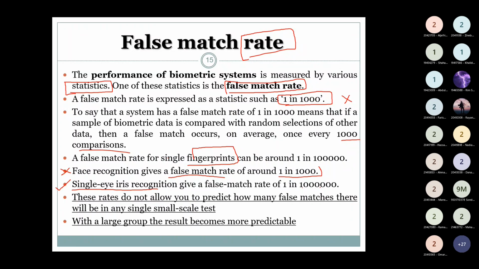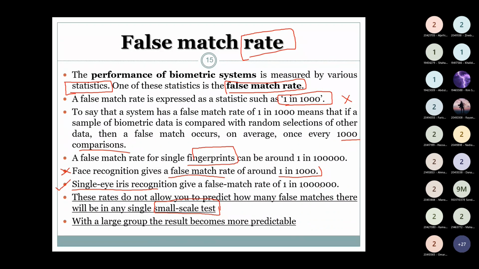So these rates do not allow you to predict how many false matches there will be in any single small scale test. You cannot predict in a small scale test. You can predict when you have a huge number of samples. So with a large group, the result becomes more predictable. Is it clear right now?